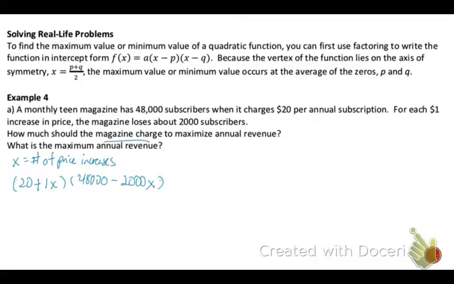Now we have an expression on the left which reflects the price of the magazine, and an expression on the right, which reflects the number of subscribers. And if we multiply those two together, we will get the money coming in, the revenue. So we can set that equal to capital R for revenue.